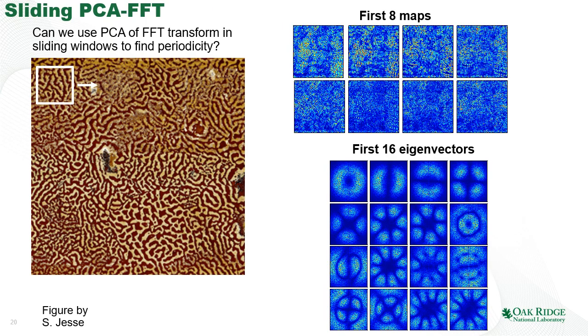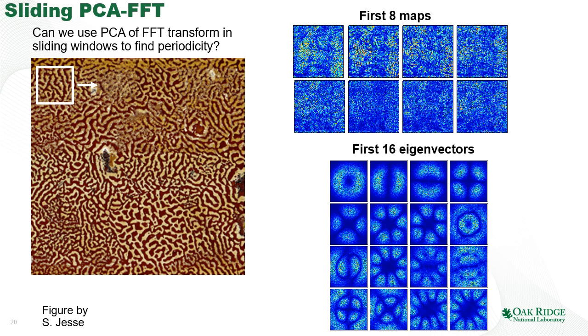So this is actually another very interesting example when we applied the PCA for image analysis. What we did in this case is we took an image of the surface domain structures in some ferroelectric material, and we tried to answer a question whether we can use the principal component analysis of the Fourier transform to find the hidden periodicity in this image.